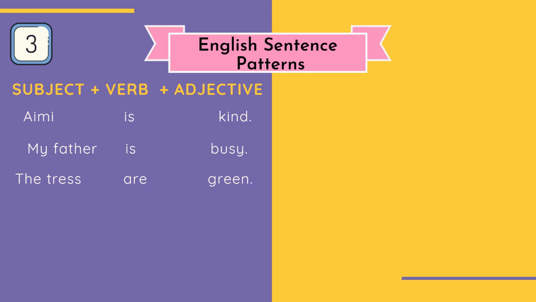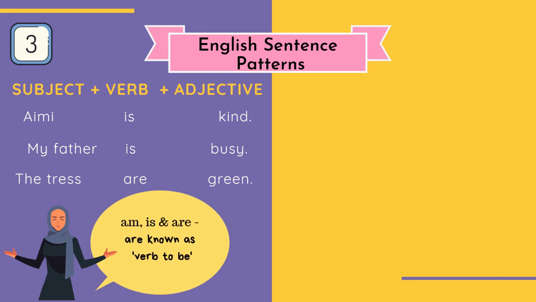Pokok itu berwarna hijau. Okay, you might be wondering, maybe anda tertanya-tanya, kenapa verb dia macam ni? Is dengan are. Bukan verb tu macam run, walk, jump, catch, sleep, semua tu ke? Okay. In English, is, am and are are also known as verbs, and they are called verb to be. Dia dikenali sebagai verb to be. Dia di dalam kategori verb.